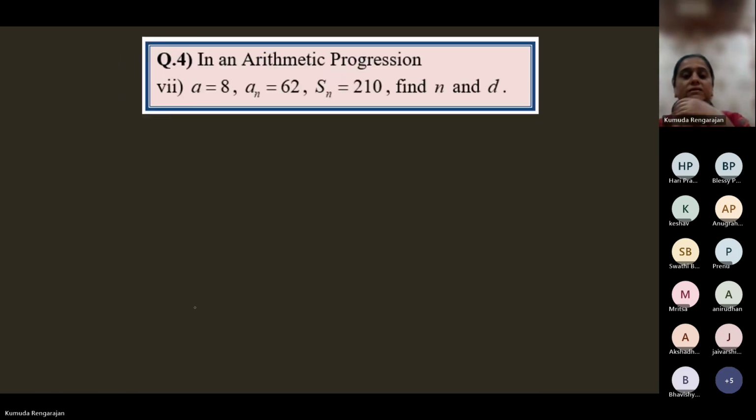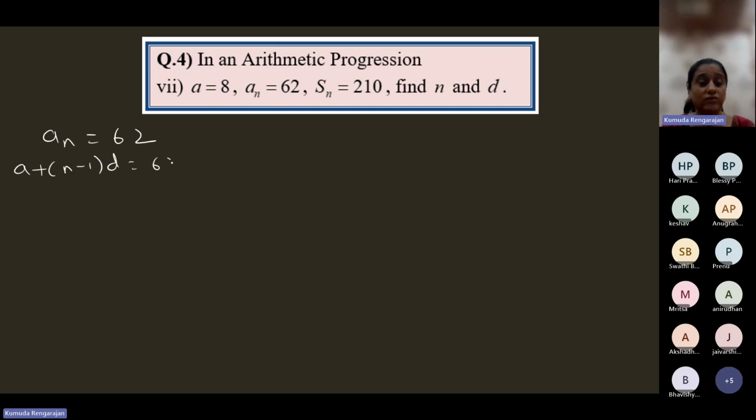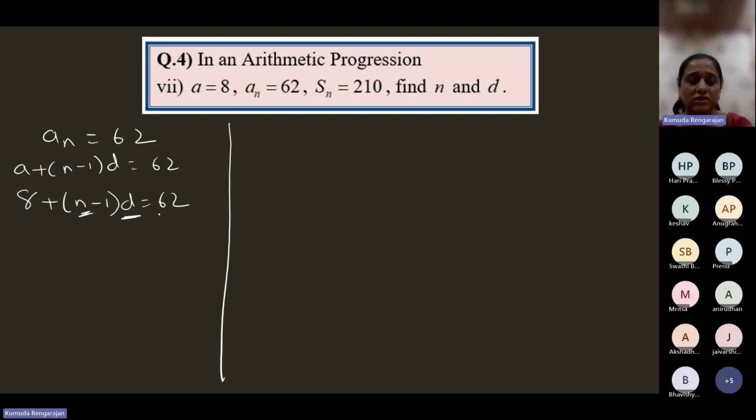Okay. So here we have an and Sn. We have to find n and d. All right, so an is 62, meaning a plus n minus 1 into d is equal to 62. We're just seeing if we can use this and find any value. Now a is 8, plus n minus 1, we don't know n, we have to find n, into d is equal to 62. You can see that here you cannot find anything, because you cannot find n nor d. There is only one equation but two unknowns. Okay, we'll just leave that there.